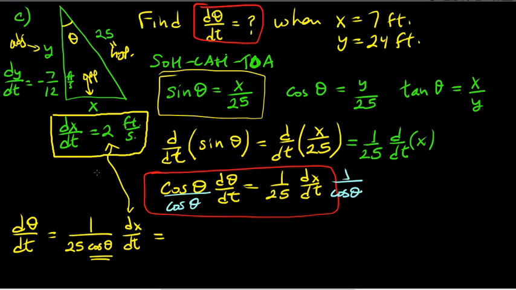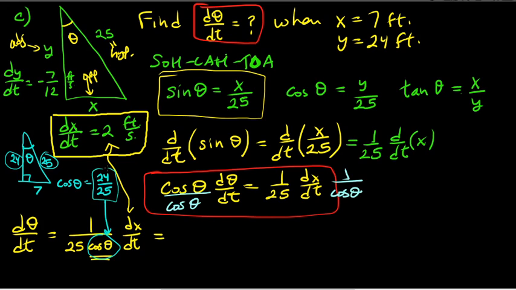Look at the triangle. At this moment, here's the right angle. This is 25 for the hypotenuse. This is 7. And then this was 24 feet. So if this is our angle, cosine is adjacent over hypotenuse, right? So cosine of theta should be adjacent over hypotenuse. So cosine of theta will just be 24 over 25.